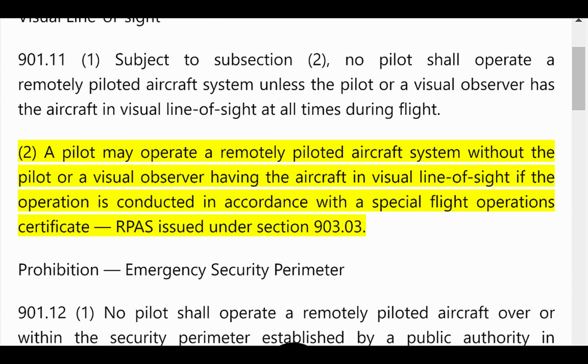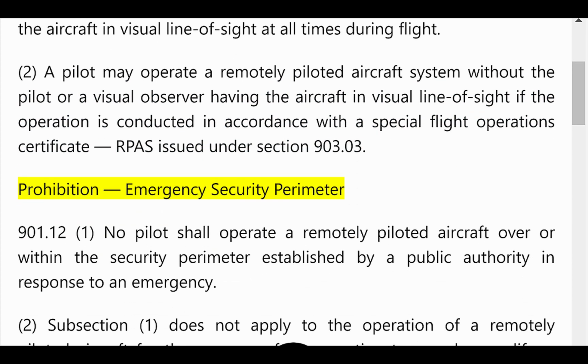2. A pilot may operate a remotely piloted aircraft system without the pilot or a visual observer having the aircraft in visual line of sight if the operation is conducted in accordance with a Special Flight Operations Certificate, RPAS, issued under Section 903.03. Prohibition. Emergency Security Perimeter.